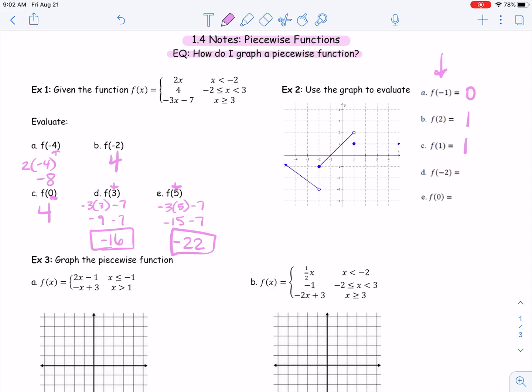All right, then we have f of negative 2. When x is negative 2, again, we have that closed circle, and then we have that open circle. We want to use the closed circle, so that is going to be a negative 1. And then f of 0. F of 0, x is 0, my y value is 1. So I'm just finding where that x value is and listing the y value at that location.